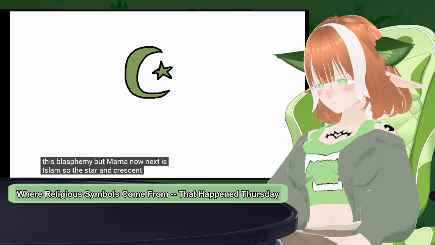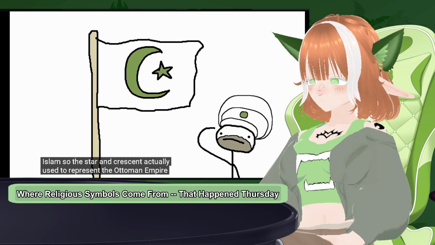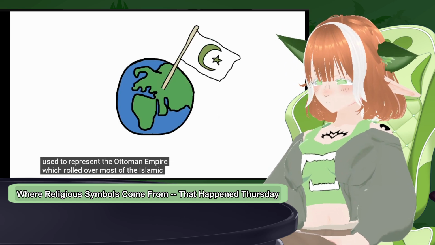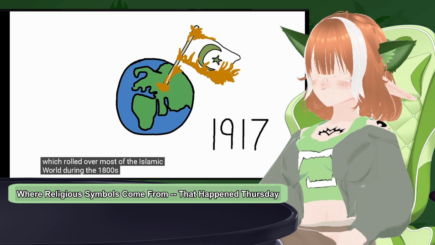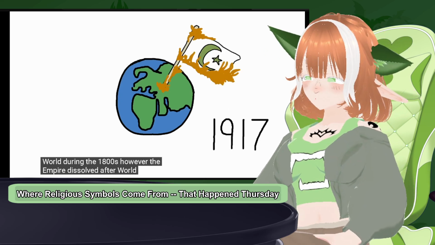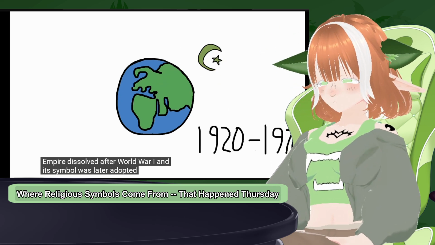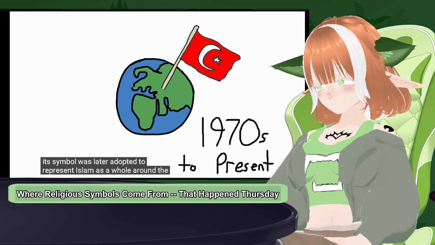Next is Islam. So, the star and crescent actually used to represent the Ottoman Empire, which ruled over most of the Islamic world during the 1800s. However, the empire dissolved after World War I, and its symbol was later adopted to represent Islam as a whole around the 1970s.